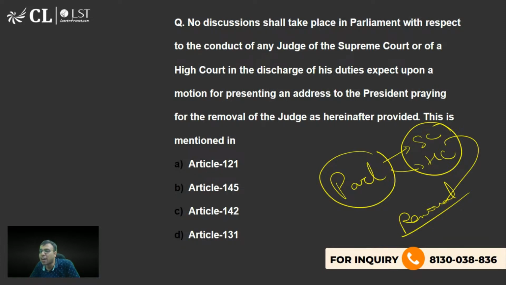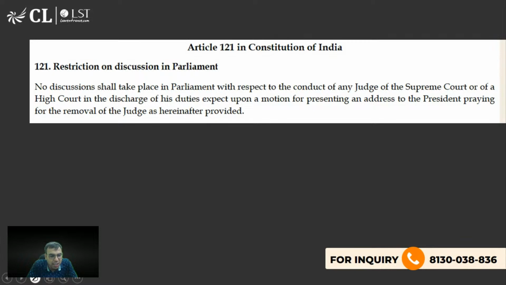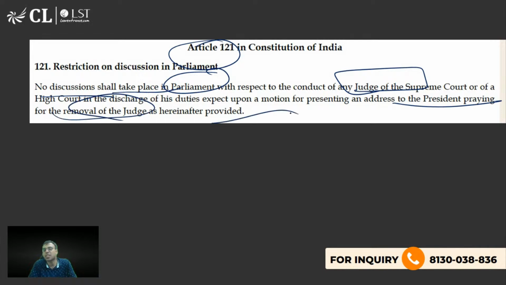The conduct of judges cannot be discussed in Parliament in general, except when a removal motion has been accepted. Where is it written? Please tell me. 121. Yes. Very good, Manish Kumar, right. It is written as restriction on discussion in Parliament: no discussion in Parliament shall take place with respect to any judge of the Supreme Court or High Court, except if a removal process has been accepted and has started. If the Speaker has accepted 100 signatures, or the Rajya Sabha Chairman has accepted 50 signatures, then of course the discussion can be done.